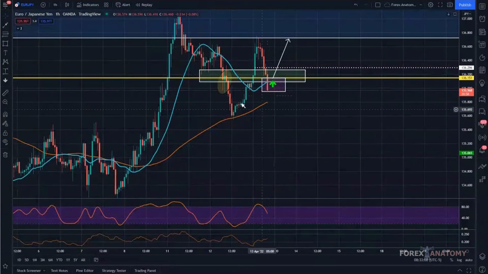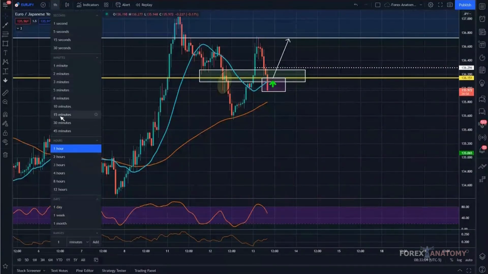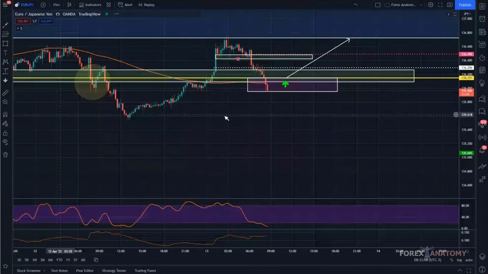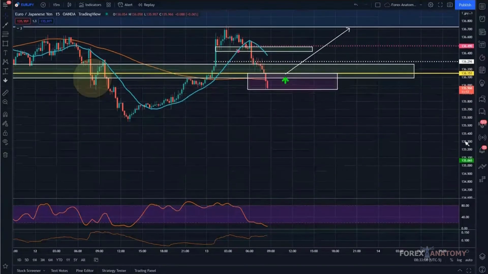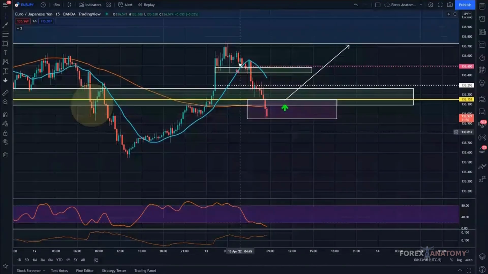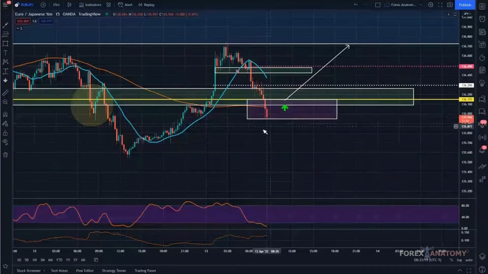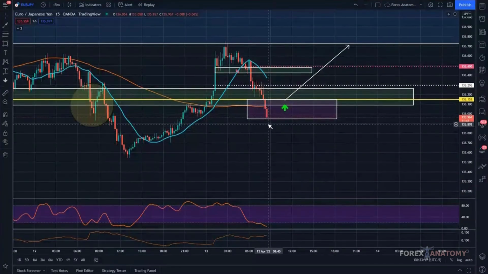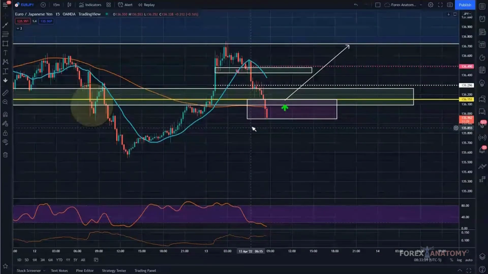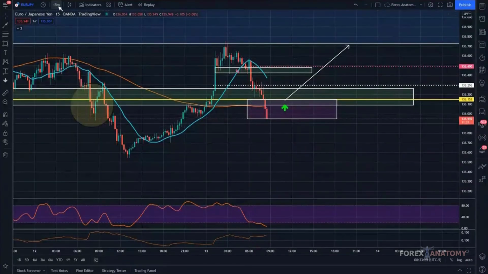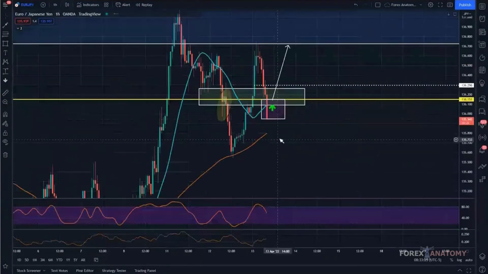Okay, so price is pushing lower. Let me go to the 15-minute, see how this is looking. Yeah, price is really pushing lower. I'm not sure how this is going to go, but I'm not really too confident in the euro yen now. We'll see what happens, but I'll let you guys know what we decide to do with euro yen.